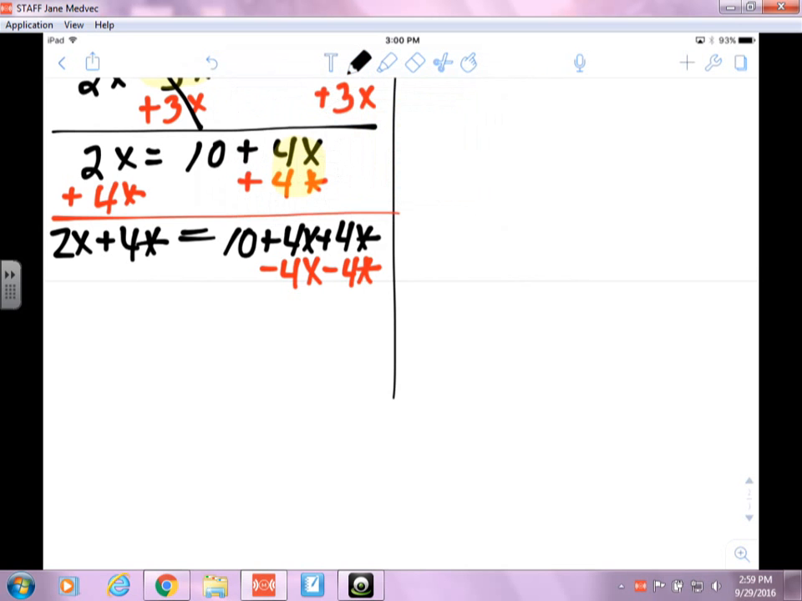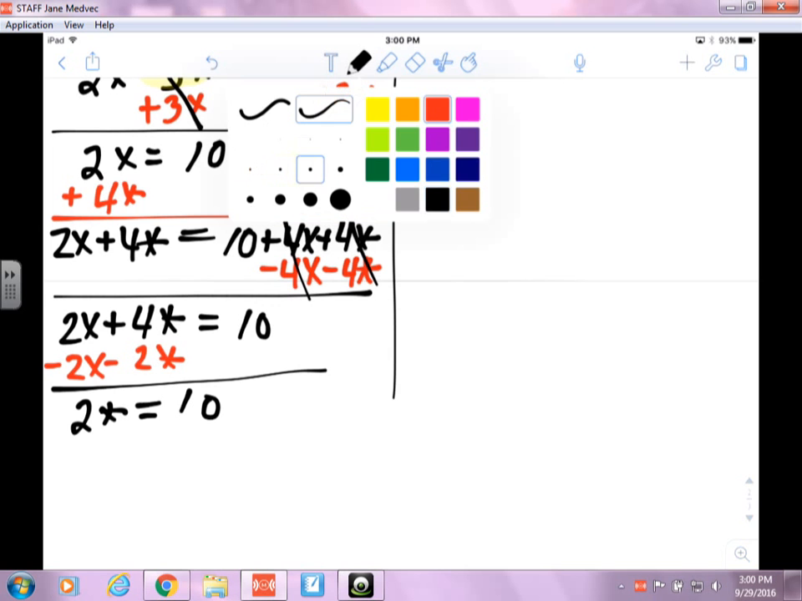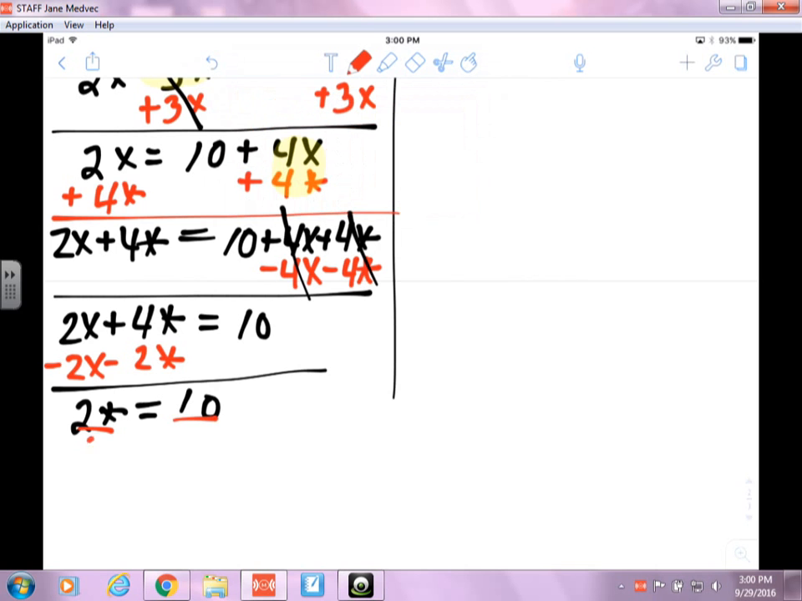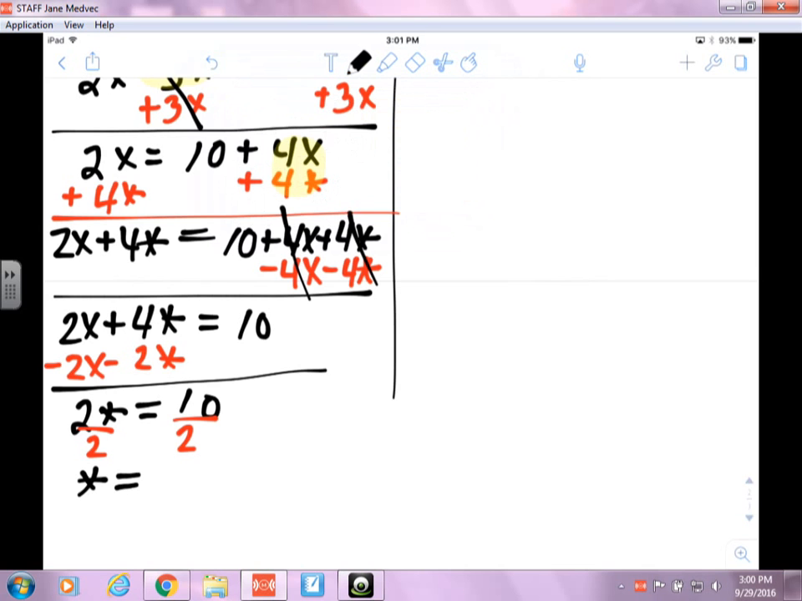Okay. So I've got 2x plus 4 star equals 10 because these two cancel. Okay, now what? Take away another two. Yep, take away 2x and take away 2 star. So 2 star equals 10, and then I divide by 2. Star gives me 5, and x gives me -5.